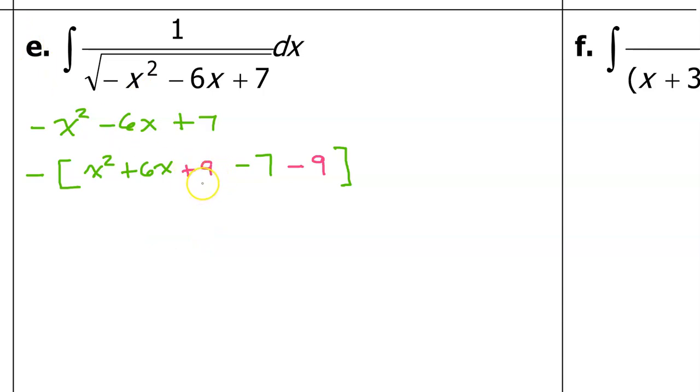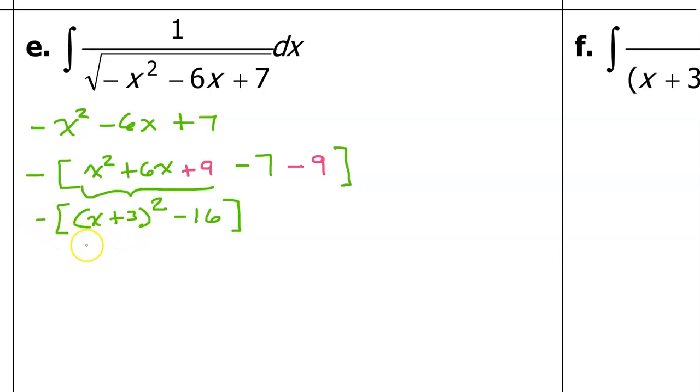By picking this third term just right, we guarantee that when we factor this trinomial, it will always factor as the same binomial twice. In this case, it will be x plus 3 times x plus 3. But let's write this as x plus 3 squared instead. So we have x plus 3 squared, and then negative 7 minus 9 is negative 16. And all of that is inside of some brackets where we have this negative sign out front.